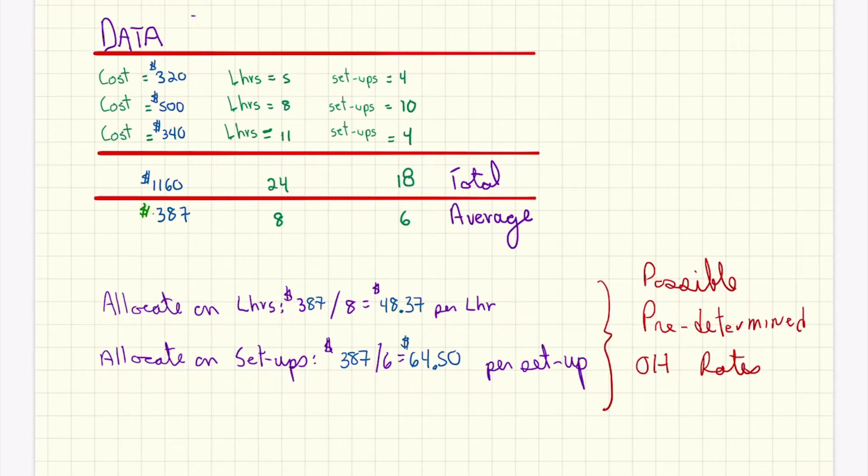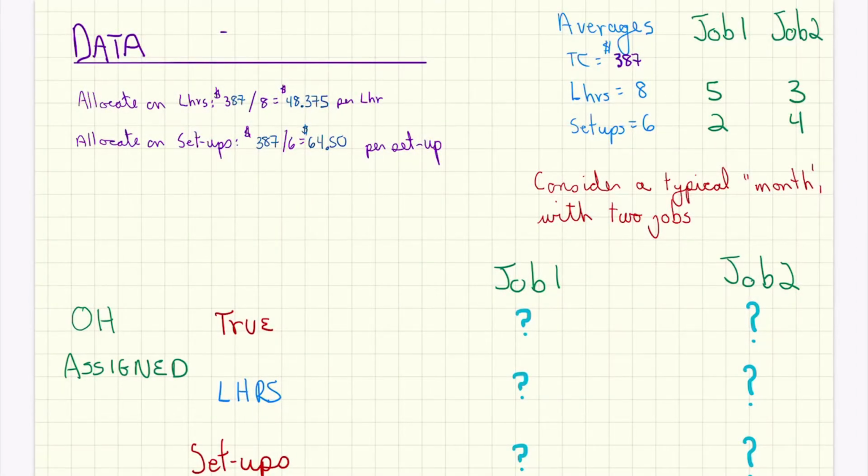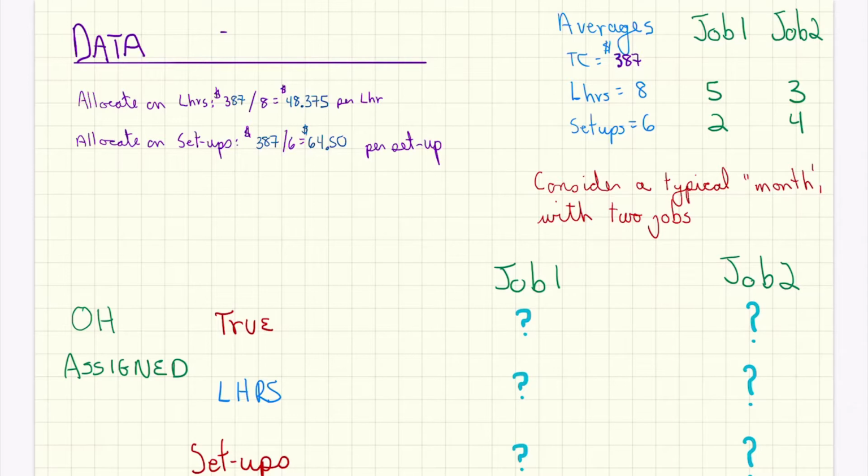So we could perhaps use those rates in order to allocate the overhead costs. So let's take an example of this. Here, let's assume that in a typical month, we're going to have 2 jobs, that the total amount of labor hours between the 2 jobs is 8, and that the total number of setups between the 2 jobs is 6. We want to think about how we might allocate the overhead costs, or how we might estimate the overhead costs based on what we know so far.